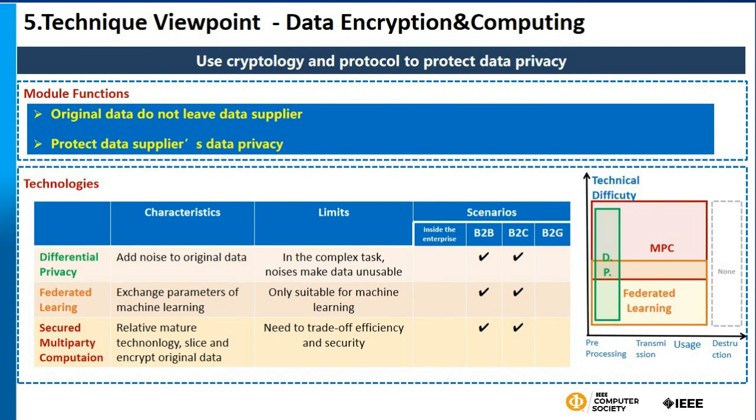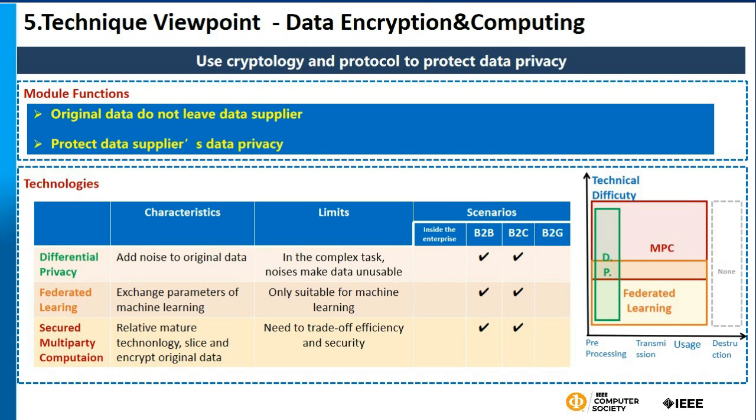The second one is about data encryption and also data computing. In this way, they use cryptology and protocols to protect data privacy. With such technologies, like MPC, federated learning, and so on, you don't need to transmit the original data to the data consumer, to prevent the leakage of the technical or business know-how. And the data suppliers' privacy could be protected in this way. As I mentioned in the previous slides, there are a couple of technologies in this category, like differential privacy, federated learning, and secure multi-party computation, and so on.